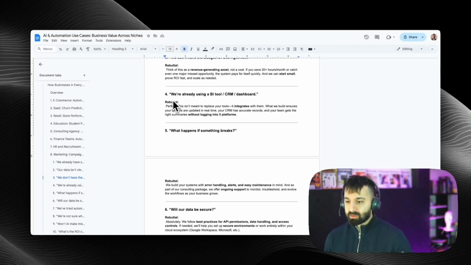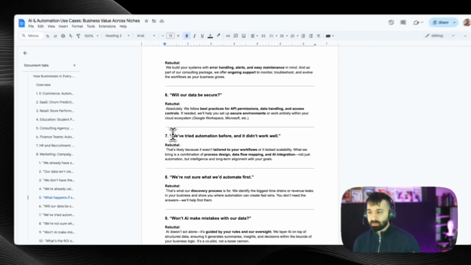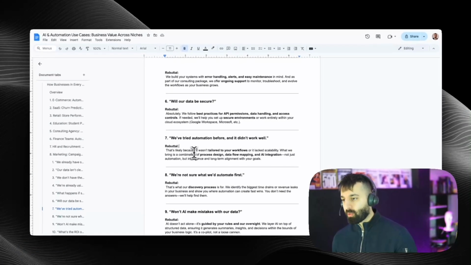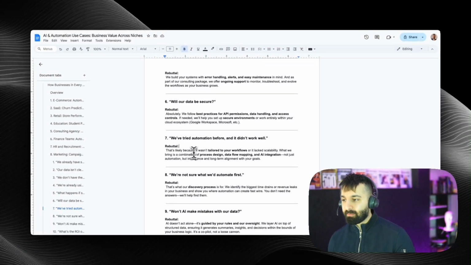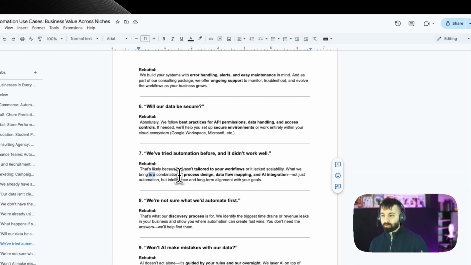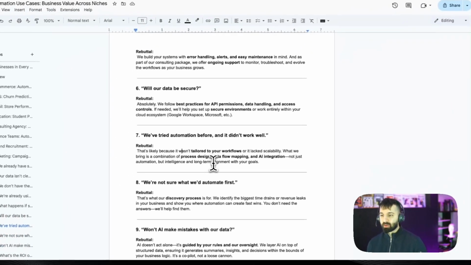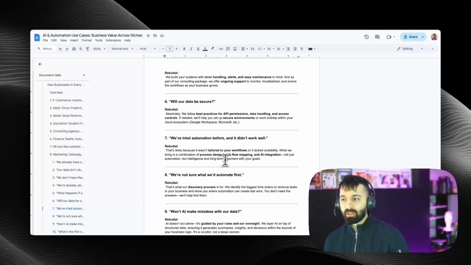So what else? Some people might say, we tried automation before and it didn't work well. This is a good one. I really like this one. And what you want to say to them is something along these lines. That's because it wasn't actually tailored to your workflows or lacked scalability. What we bring is a combination of process design, data flow mapping, and AI integration. Not just automation, but intelligence and long-term alignment with your goal. Right? This is a good one, right? Because a lot of people understand automation. They understand these things, but they don't understand custom AI automation, what it could do.